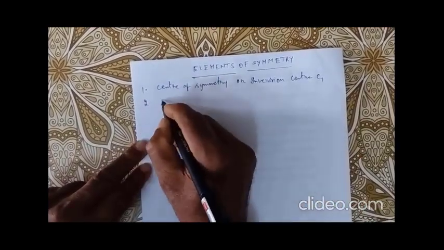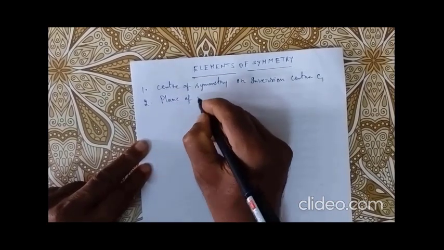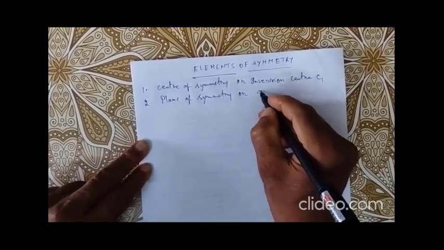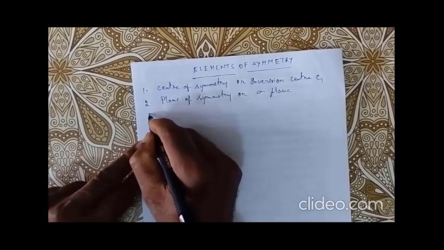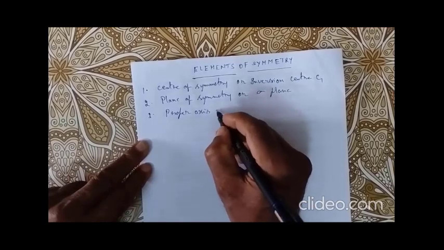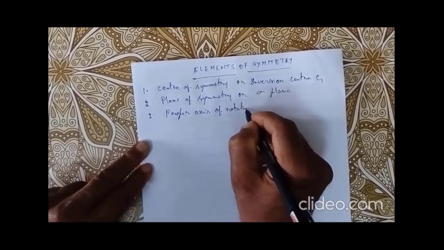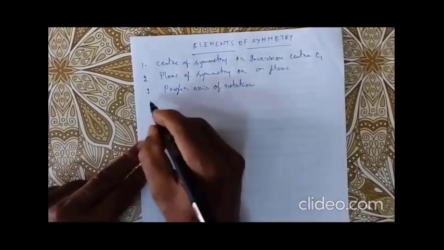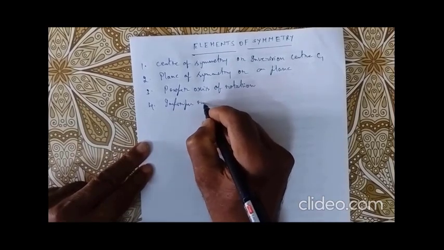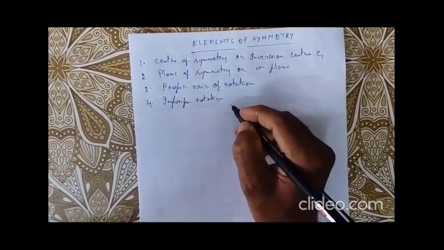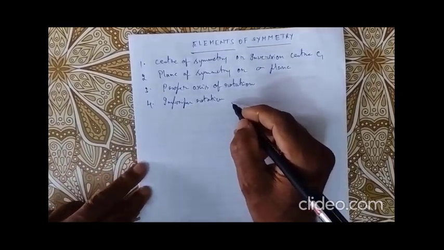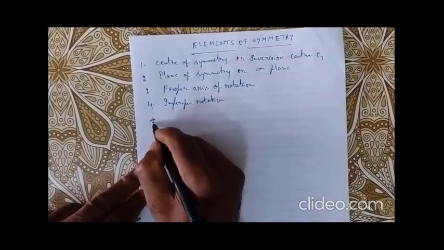The second one is plane of symmetry, or sigma plane. The third one is proper axis of rotation. And the fourth one is improper rotation, or rotation followed by reflection. Now let us discuss the first one after the other in detail.